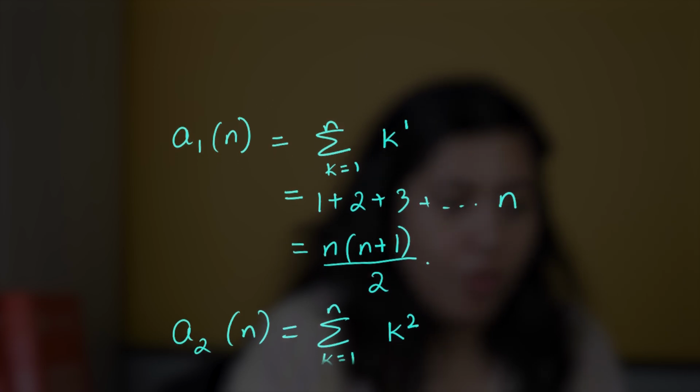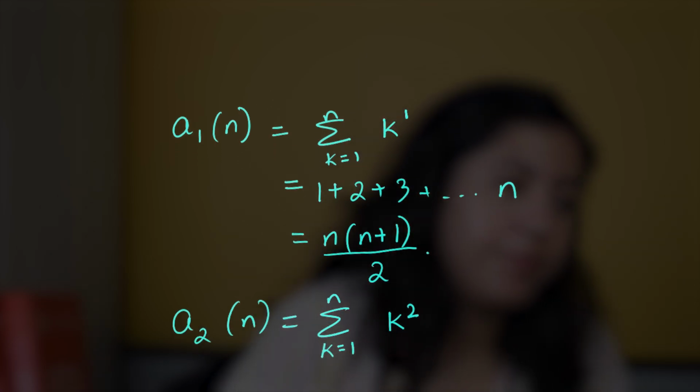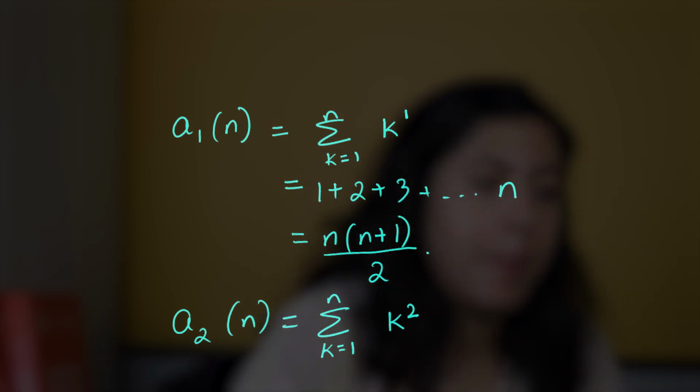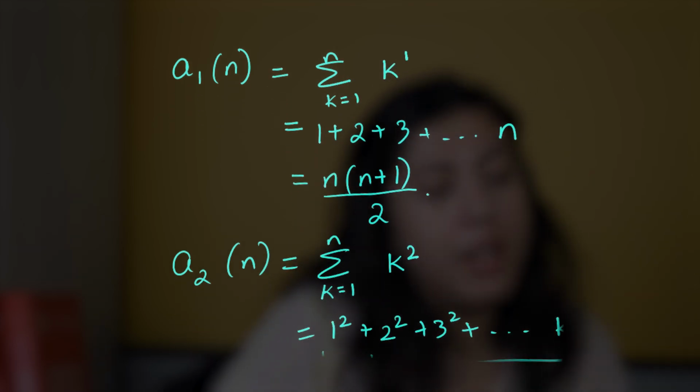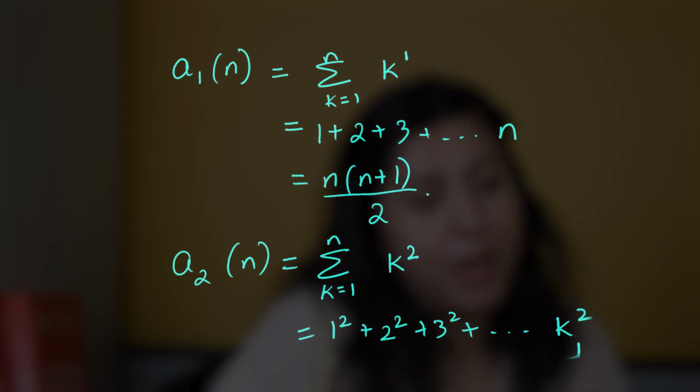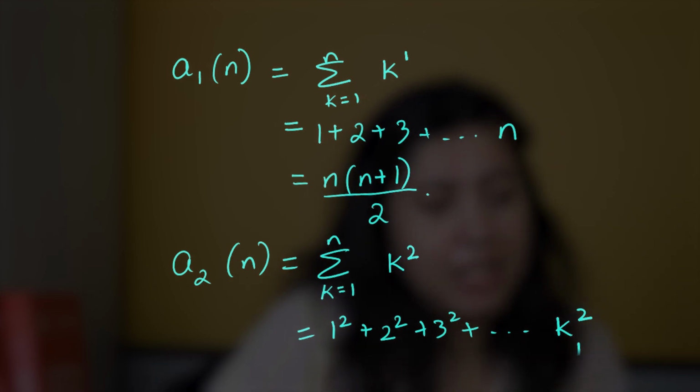What is a2 of n? Let's figure out that. a2 of n is equal to summation of all the numbers going from k is equal to 1 to n, k to the power 2. That is 1 squared plus 2 squared plus 3 squared, so on to n squared. Let's derive this formula from the telescoping method.